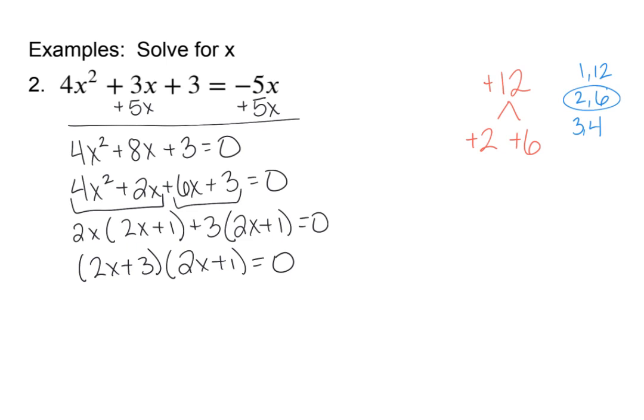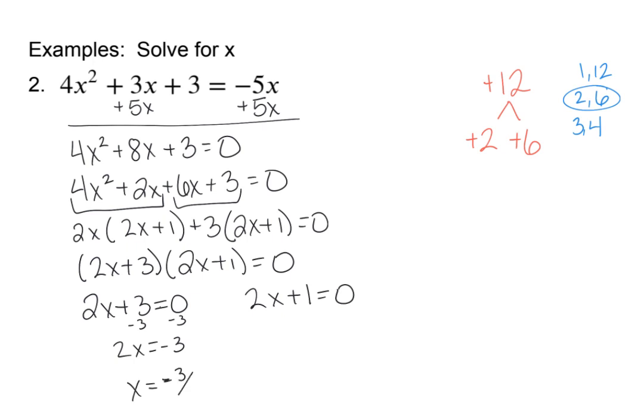Next, we are going to set each of those factors equal to 0. So 2x plus 3 is equal to 0, and 2x plus 1 is equal to 0. And then we need to solve each of these equations. So I'm going to subtract the 3 over, and then divide by my 2. Don't panic here. When you divide by 2, you're just going to have negative 3 over 2, or negative 3 halves. Over here, I'm going to subtract my 1, and then divide by my 2. Again, don't panic. It's just negative 1 over 2, or negative 1 half.